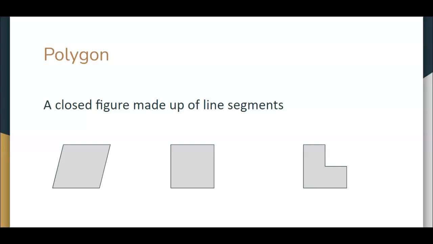So here is the first definition. A polygon is a closed figure made up of line segments. So if you are at home, you need to pause this video, write down that word, definition, and the shapes that are there. If you're in class, I will pause the video for us and we will go ahead and write down the definition and the shapes.